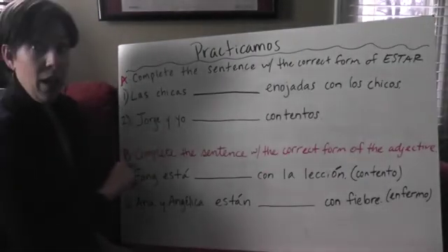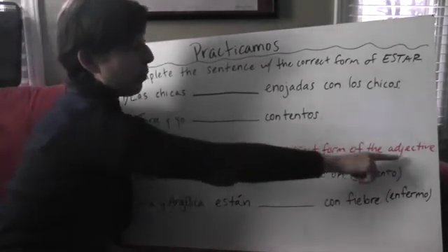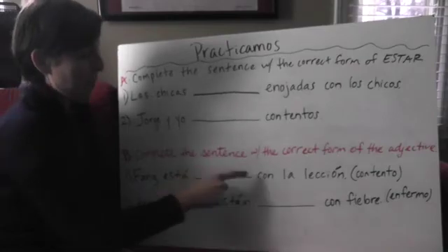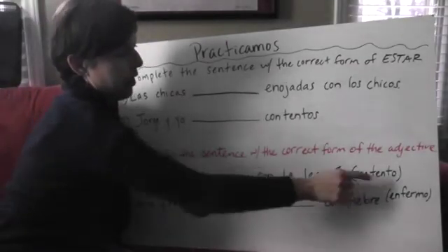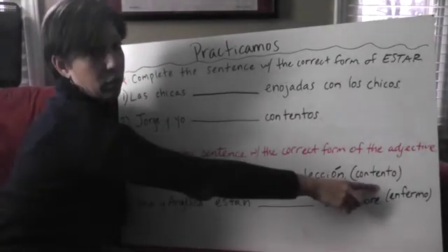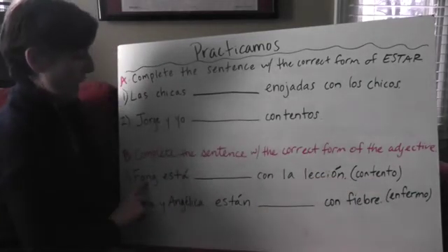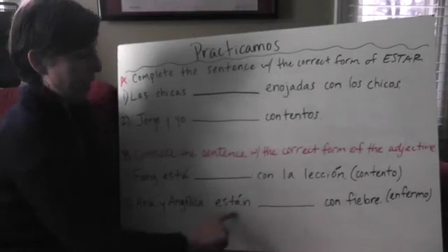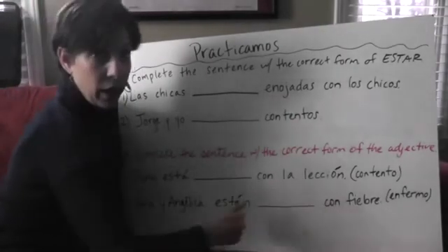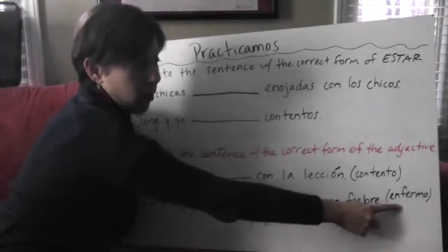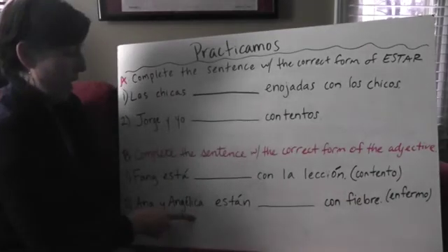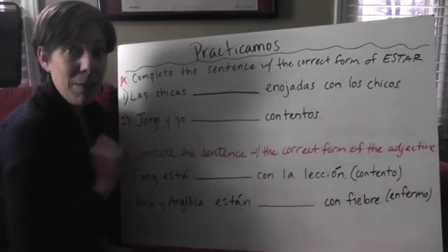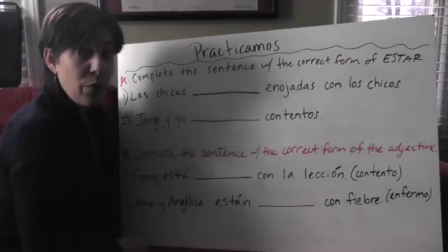And then for part B, complete the sentence with the correct form of the adjective. The adjective's in parentheses. So Fang está con la lección. And then the adjective would be contento. So change contento to match Fang and put it in the blank. And then finally, Ana y Angélica están con fiebre. And you're going to change enfermo to match Angélica y Ana and put that in the blank. Add this to your notes and maybe even write an original sentence of your own for me to look at tomorrow.